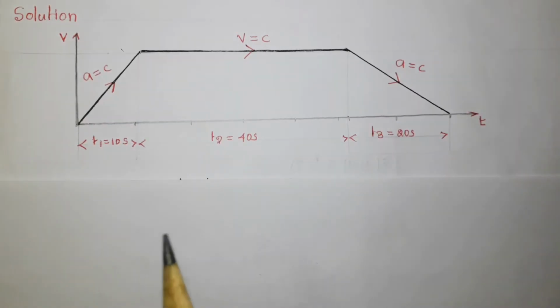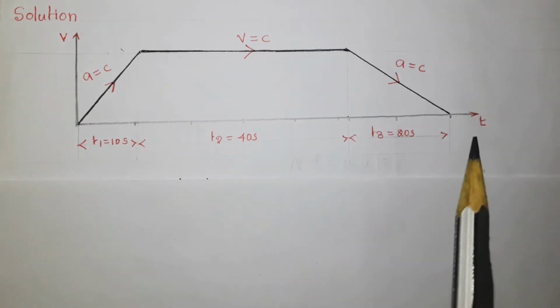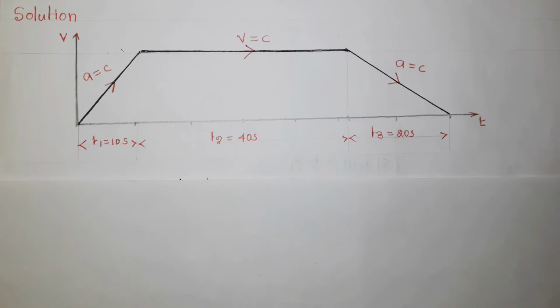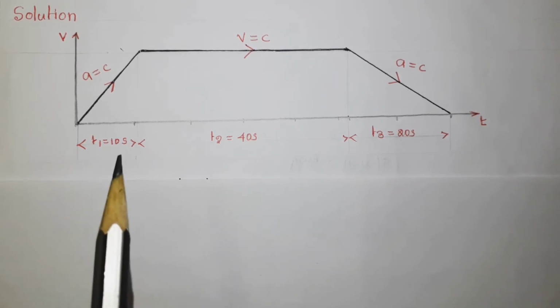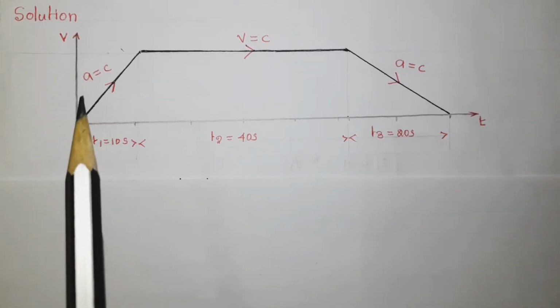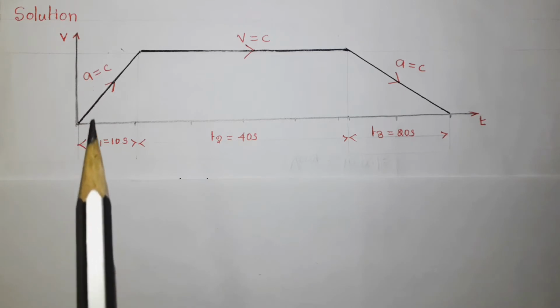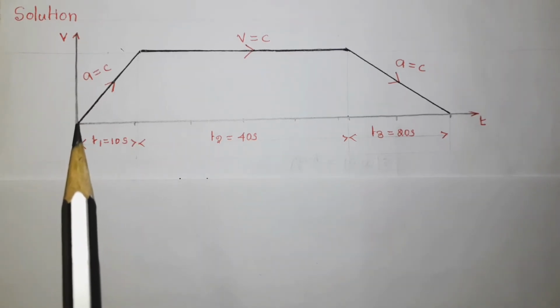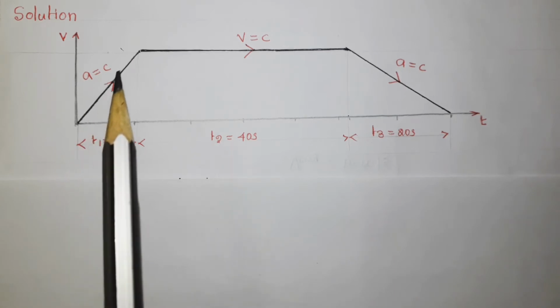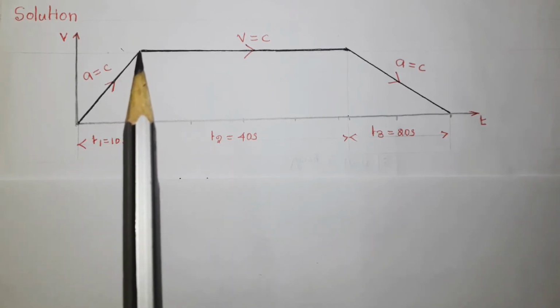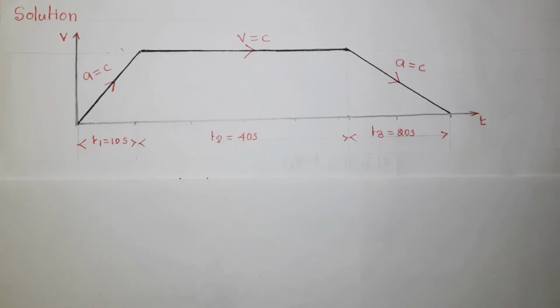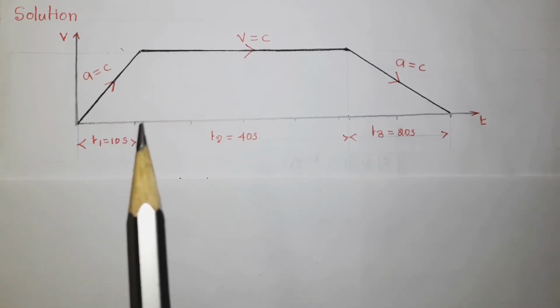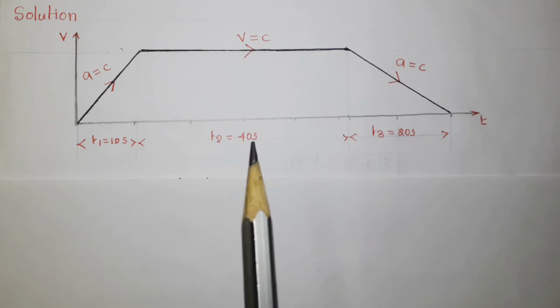The first step in solving this problem is drawing the motions in the VT graph. That means V on the y-axis and T on the x-axis. You see here for the first 10 seconds, the motion is constant acceleration. Since it is a constant acceleration, the velocity starts from 0 and it increases, finally it attains the final velocity. After that, there is constant velocity motion for the 40 seconds.